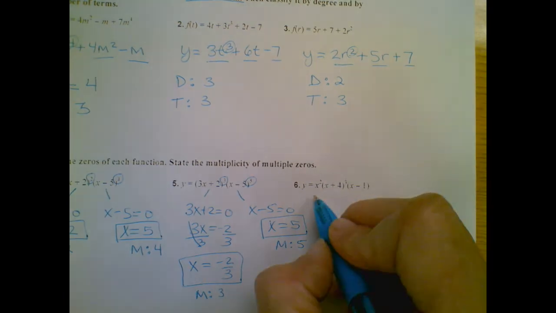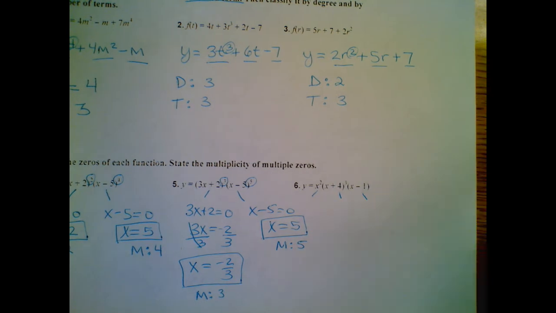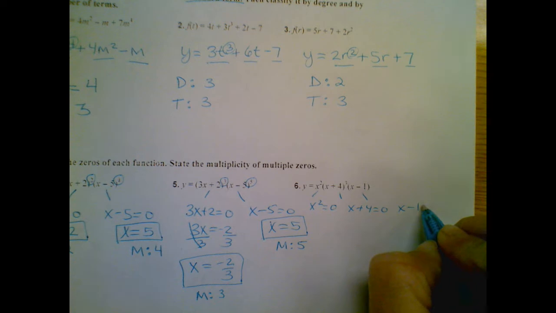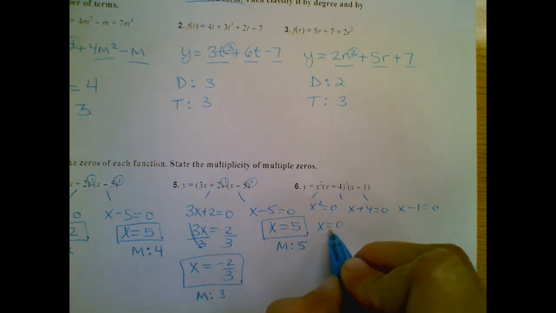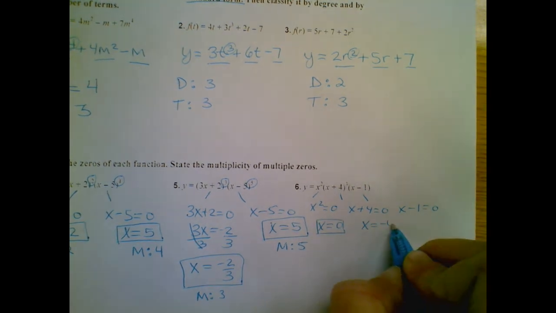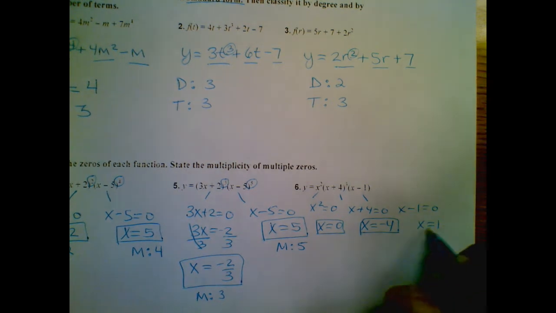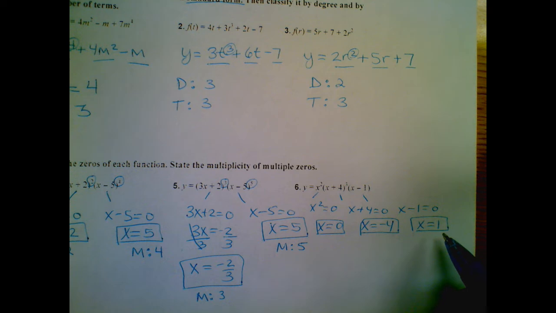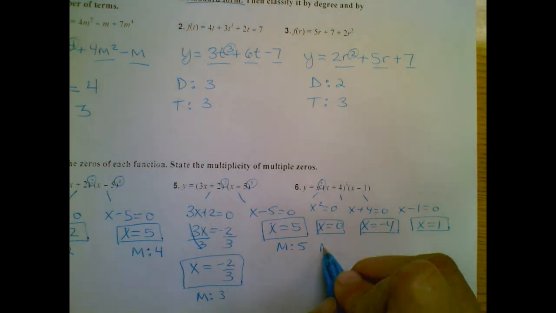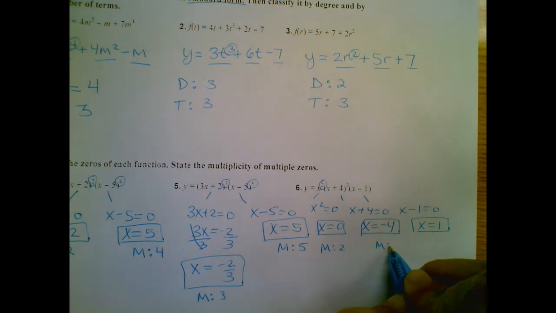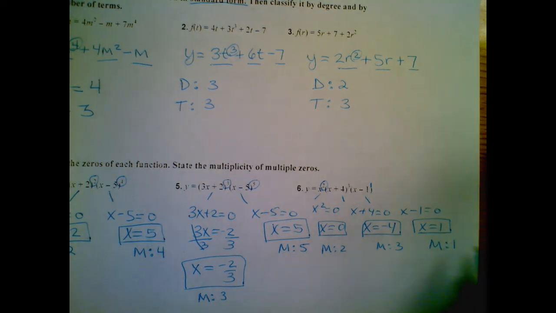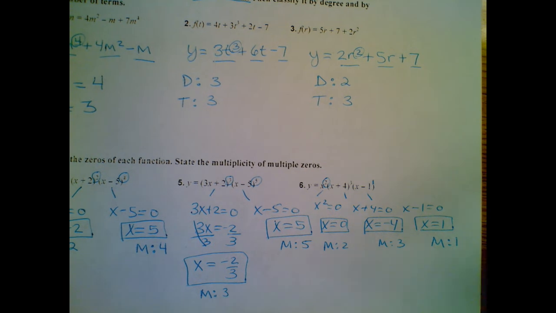5. This next one, we would set all 3 of these terms equal to 0. So we would have x squared equals 0, x plus 4 equals 0, and x minus 1 equals 0. So we get x equals 0, x equals -4, and x equals 1. And then once we're done setting them equal to 0 and solving for them, we look at the exponents. This one has a multiplicity of 2. This one has a multiplicity of 3, and this one doesn't have an exponent, so we could put it to the first power, so it has a multiplicity of 1. Make sure for the multiplicities, you're never going to have a multiplicity of 0. That means that solution doesn't exist.